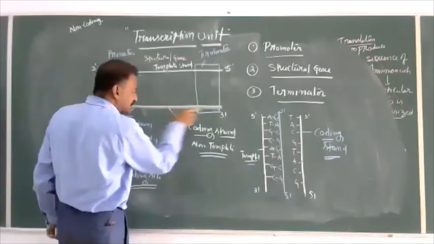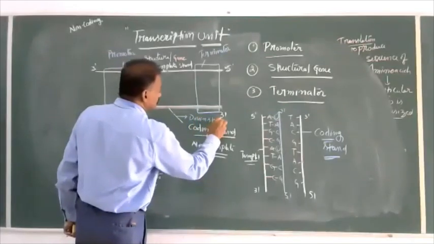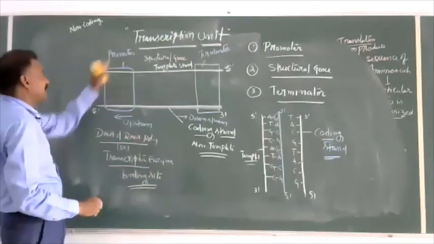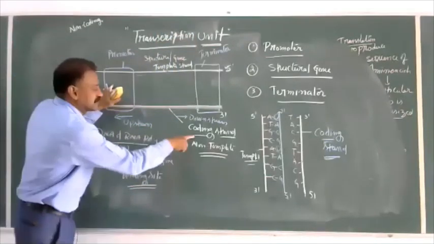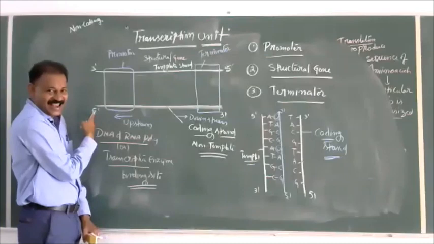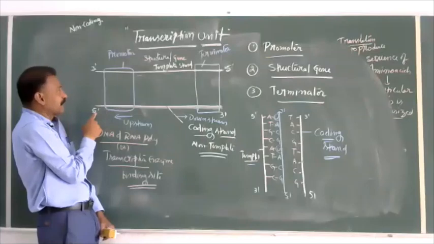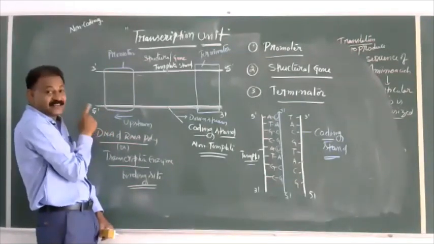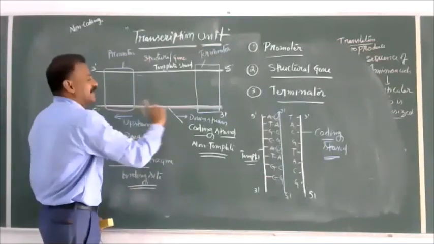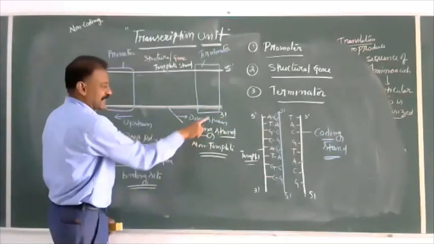Downstream, if it is going towards the 3' end, it is called downstream. In a transcription unit, there is a promoter. Where is it situated with reference to the coding strand? Promoter is situated towards the 5' upstream end of the coding strand. The reference is always the coding strand. And where is the terminator? Terminator is situated at the 3' downstream of the coding strand.